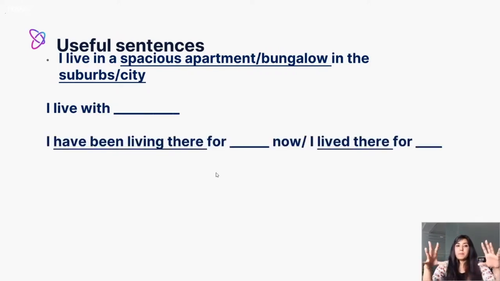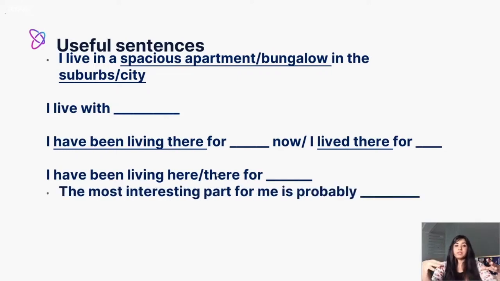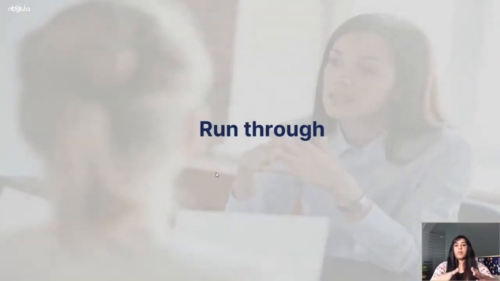All right, another tense coming up. If you're not living there now, currently, you will say something like, I have been living there for, or I lived there for. Have been living there is present. Okay, so you say, I have been living there for X amount of years. And again, if you're not living there right now, I lived there for X amount of years. Again, if they ask you what is the most important, interesting part, you'll say this. Again, studying tenses, I put this again so that you understand the tenses. Studying, studied, planning on studying. Present, past, future.